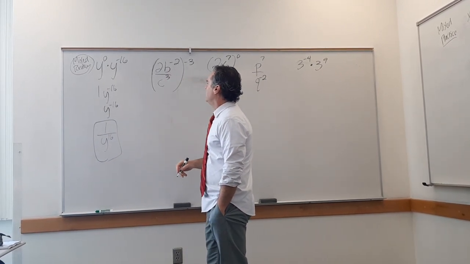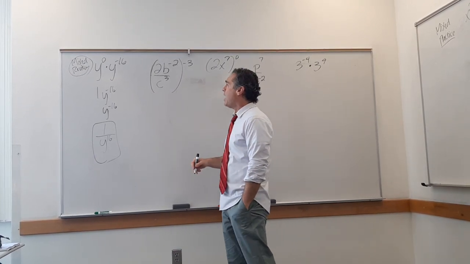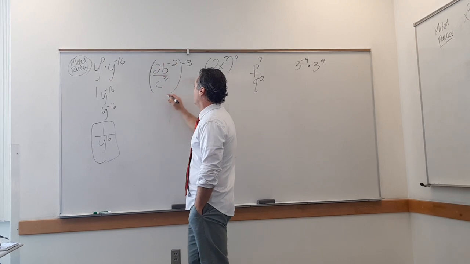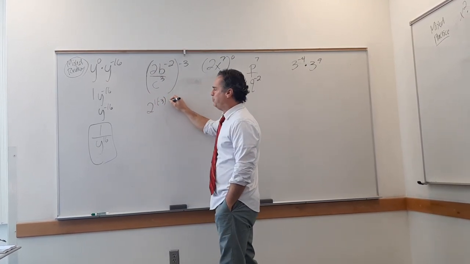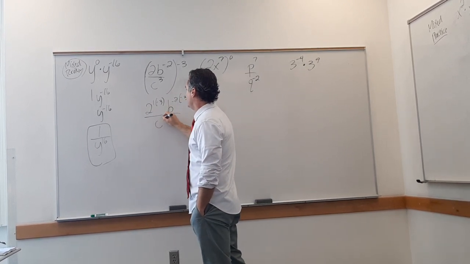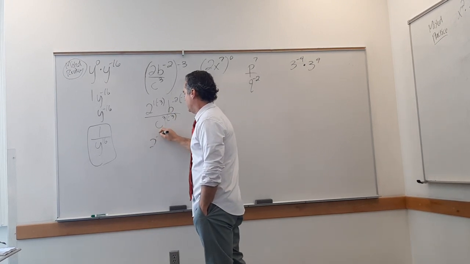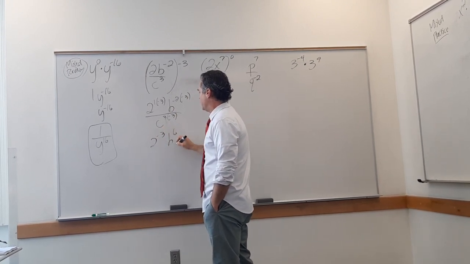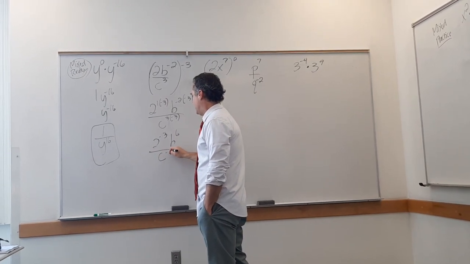Right here, again, negative exponent rule. Everything in the parentheses receives the power. In this power rule, this is going to be 2 to the 1 times negative 3, b to the negative 2 times negative 3, all over c to the 3 times negative 3. This ends up being 2 to the negative 3rd, b to the positive 6th, because the negative and negative make a positive, and c to the negative 9th.